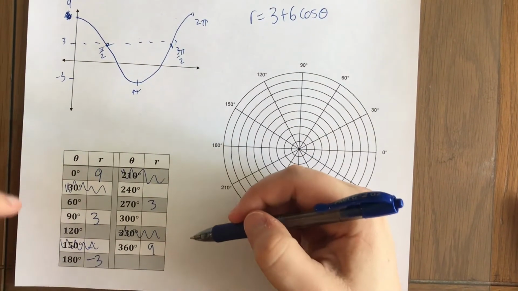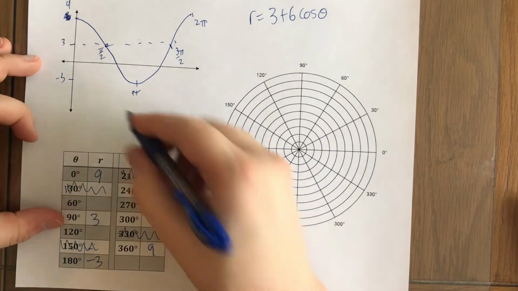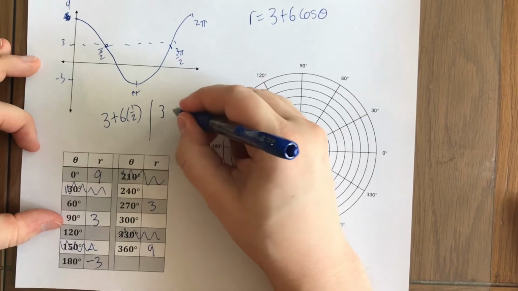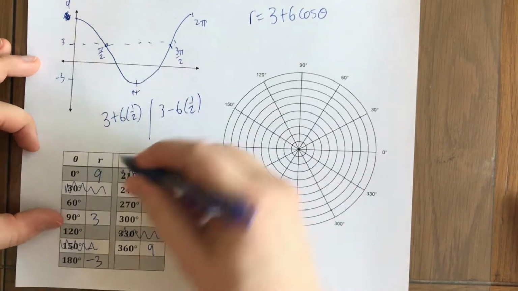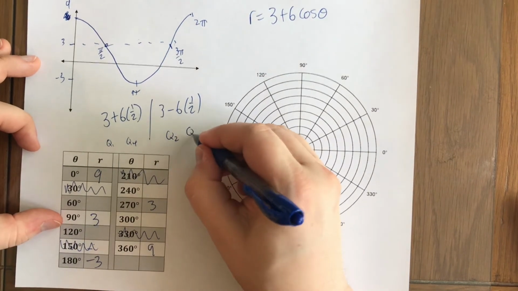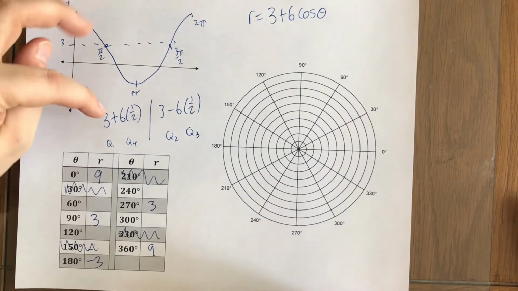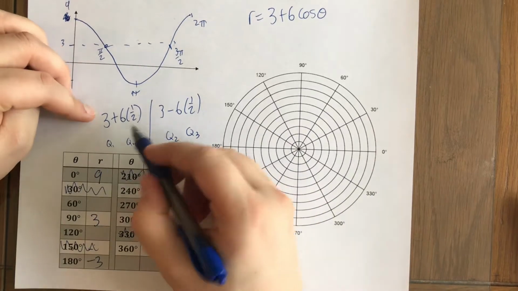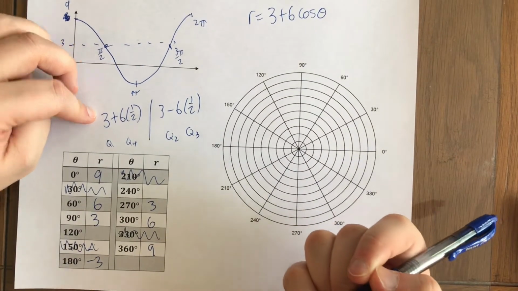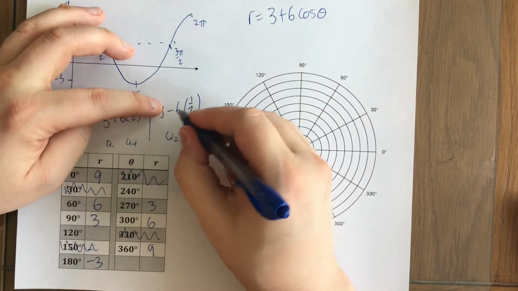All right, so now when I do the 60s, I'm going to have 3 plus 6 times 1/2, and I will also have 3 minus 6 times 1/2. So this will be in quadrants 1 and 4 when cosine's positive. This will be in 2 and 3 when cosine's negative. So let's see, math. That's going to be 3 plus 3, that's 6, so that's 6 and 6 for there, and here it will be 3 minus 3.